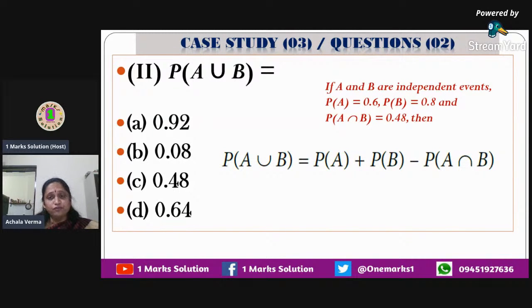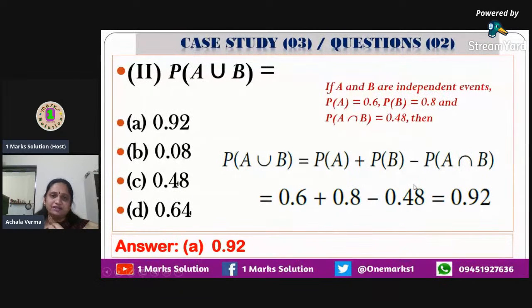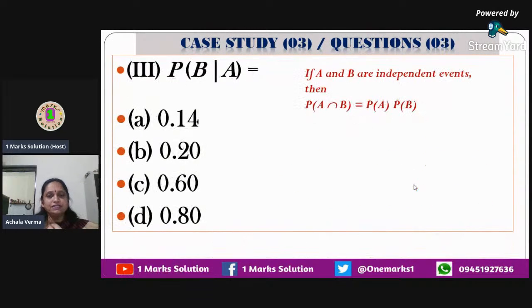We apply the same formula here, and we know A and B are independent events. Therefore, probability of A intersection B is equal to probability of A into probability of B, which we already did in the first part. Hence, we know the value of probability of A intersection B as 0.48. Simply do the calculation: 0.6 plus 0.8 minus 0.48, which will give you 0.92, and hence option A is the correct answer. We move to the next.